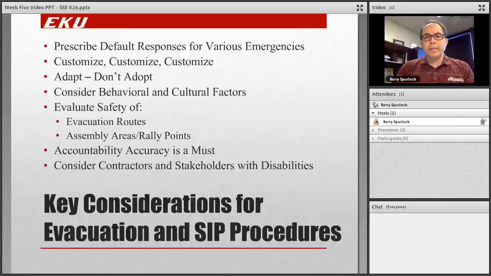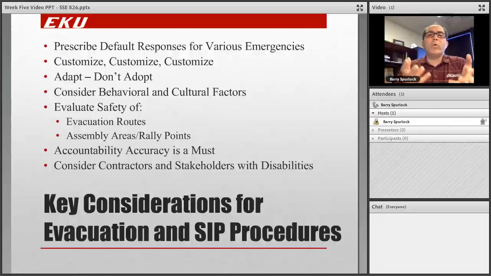Customize goes along with the next point: adapt, don't adopt. In emergency action planning, just like any safety program that we're developing, many times we clamor for the template or the recipe or the silver bullet that I can just fill in the blanks and be done. And it's just not that way.